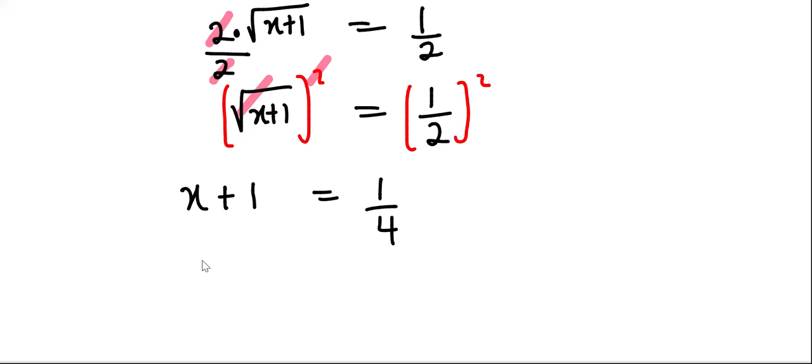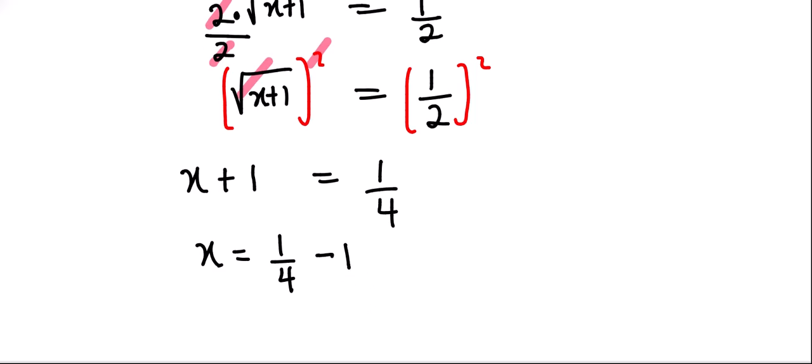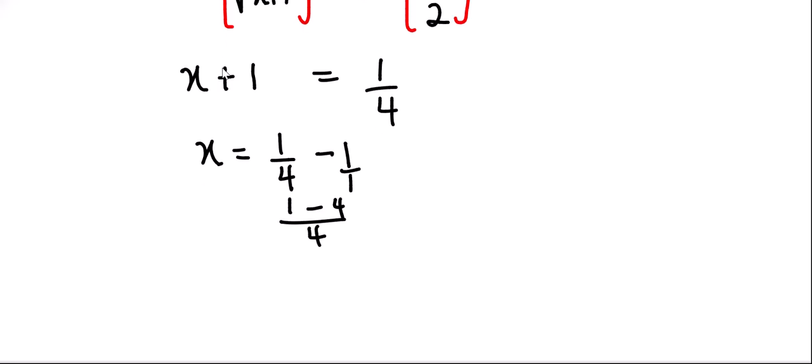By simplification, my x is going to be 1 over 4 minus 1. Solving this fraction, the LCM is going to be 4. So here I'm going to have 1 minus 4, and x is equal to negative 3 over 4. This is the answer to this problem.